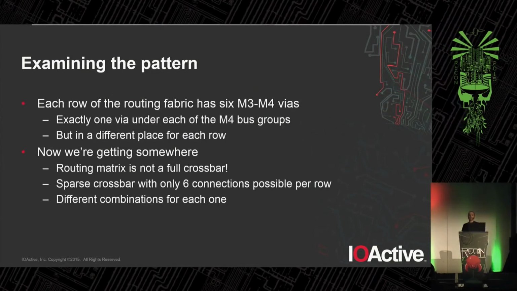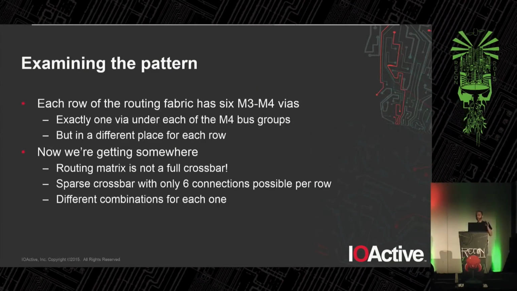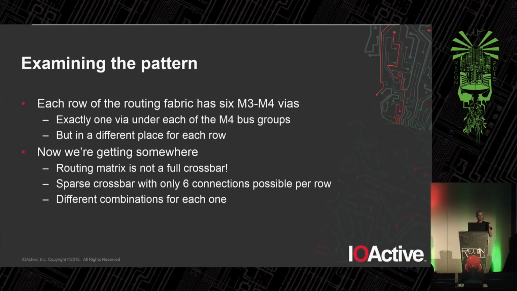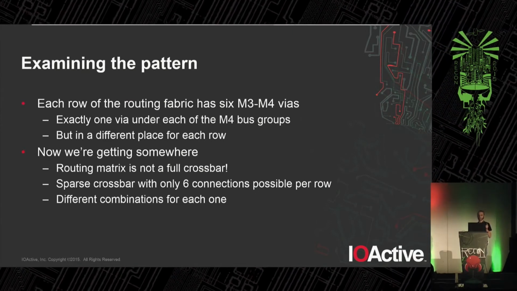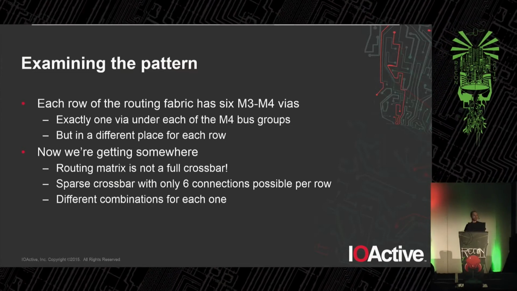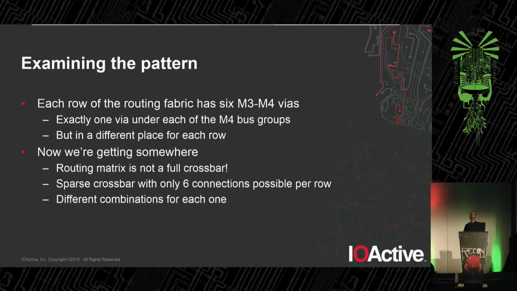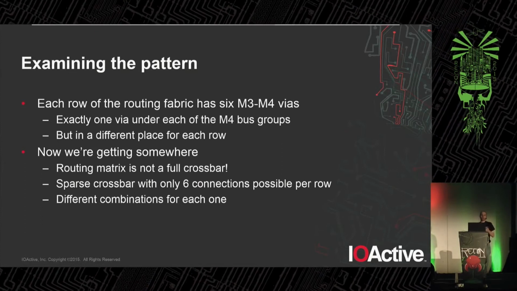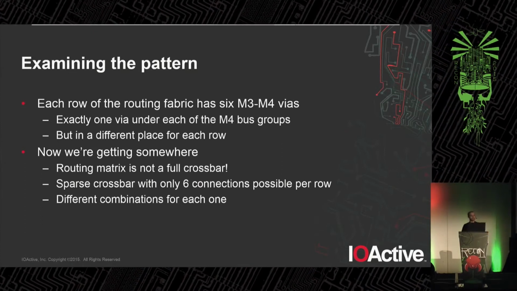So if we actually trace it out for all of the rows, each one of those vias is under each of the metal 4 groups. There is exactly 1 via in each row column intersection, but not at the same place. So now I finally realized what is going on. The routing matrix is not actually a full crossbar.